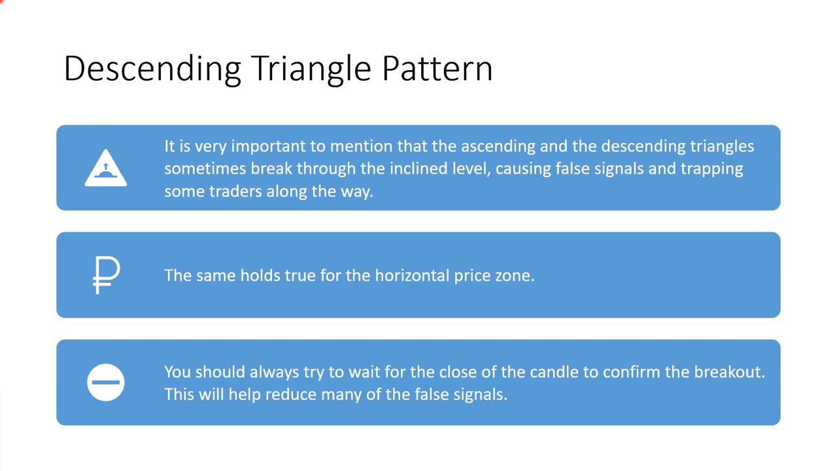Okay, you should always try to wait for the close of the candle that broke out of the triangle to finish. And this will help reduce many of the false signals. I use the second candle. I take the breakout candle and then I take the next candle. I use that next candle as what I call my confirmation candle. When I have a confirmation candle, then I use the breakout candle as my entry point.